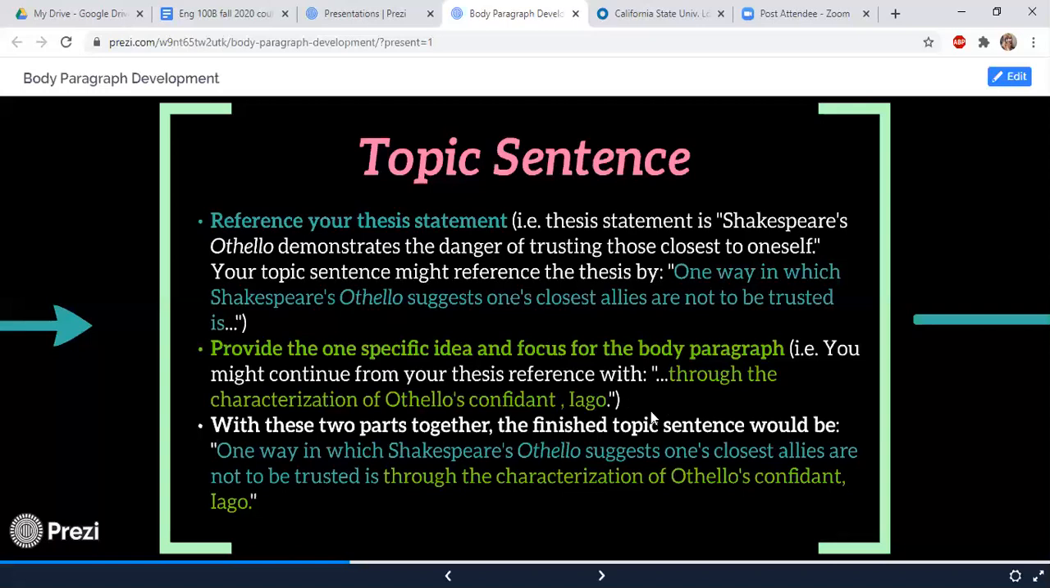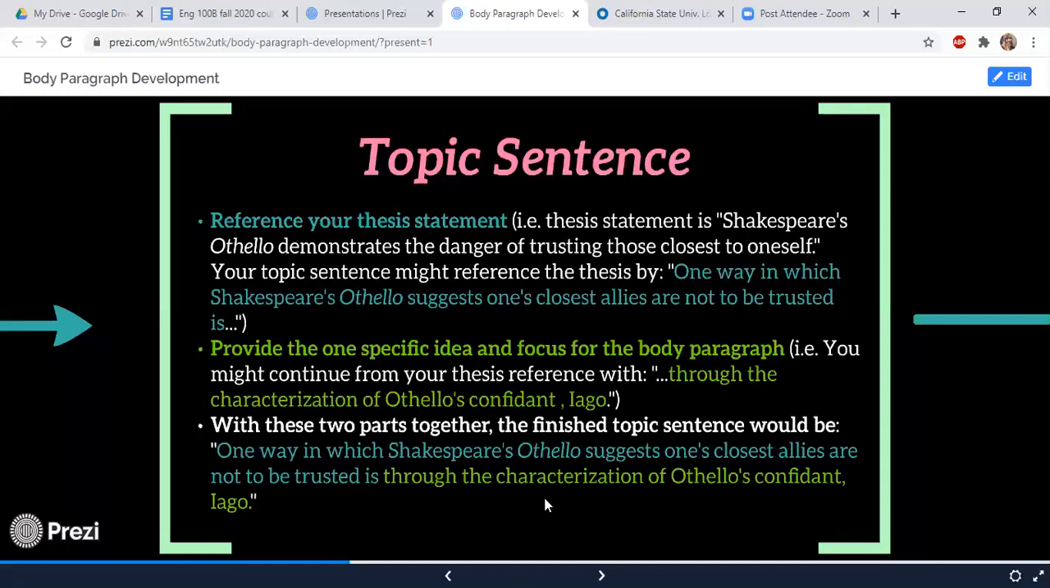Okay, so with the two parts together, the finished complete topic sentence would be, one way in which Shakespeare's Othello suggests one's closest allies are not to be trusted is through the characterization of Othello's confidant Iago. Okay, so they start by referencing the thesis statement, and they're really just repeating exactly what the thesis statement says, right? They change a few words, they change demonstrates to suggests, but other than that, the language is pretty identical, and that's totally fine. I would suggest changing, like they did in this example, a few words now and then, just so it's not too repetitive.